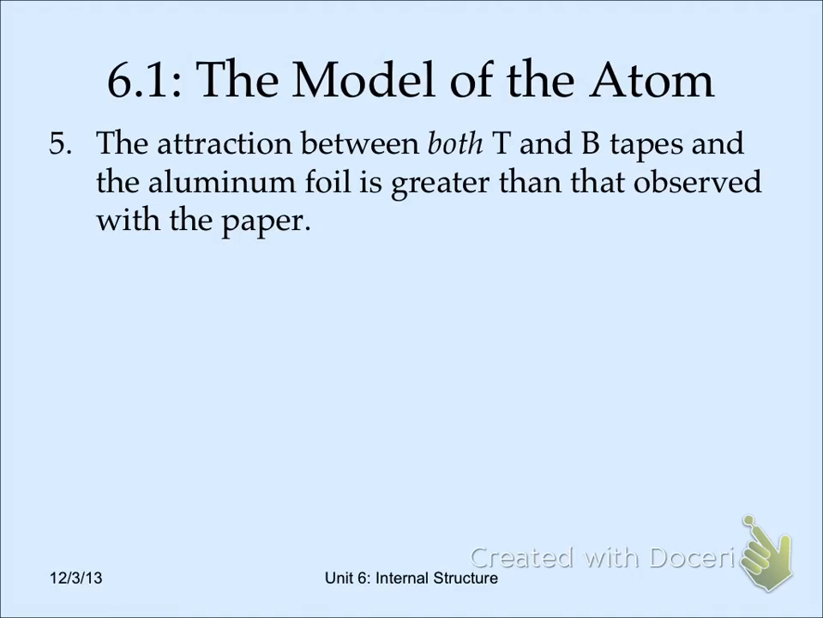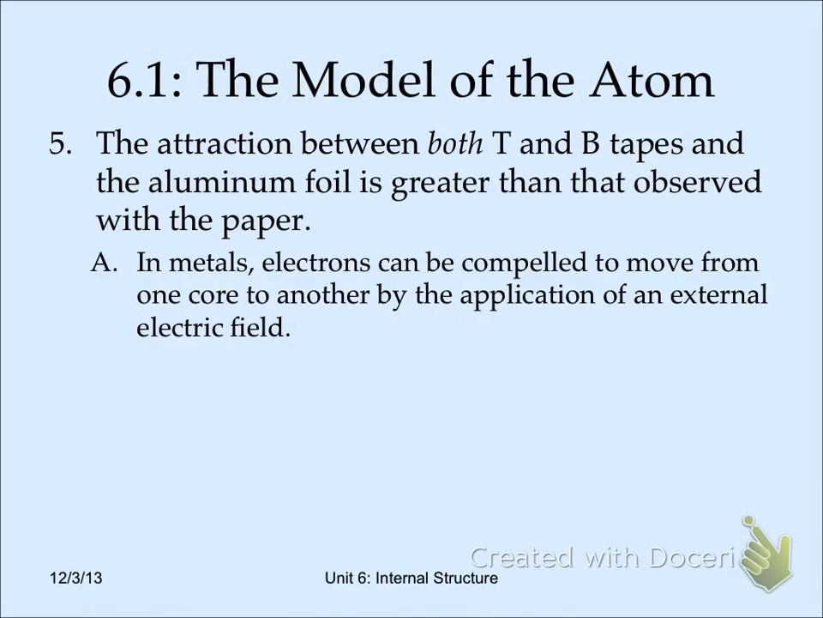Now, one thing we may or may not have observed is that the attraction between both B and T for the aluminum foil is supposed to be greater than for the paper. And it's hard to observe. You really have to look close, but it is the case. Here's why. In metals, electrons can be compelled. They can be driven to move from one core to another, so from one atom to another, by the application of an external electric field. So our electric field in this case was the tape. It was electrified. This is the components of a good conductor. This is what conduction is. This is why copper wire is used in walls to run electricity. It's because the electrons from the metals can be coerced, can be compelled to move from one to another really easily. And the flow of electrons is nothing more than electricity.